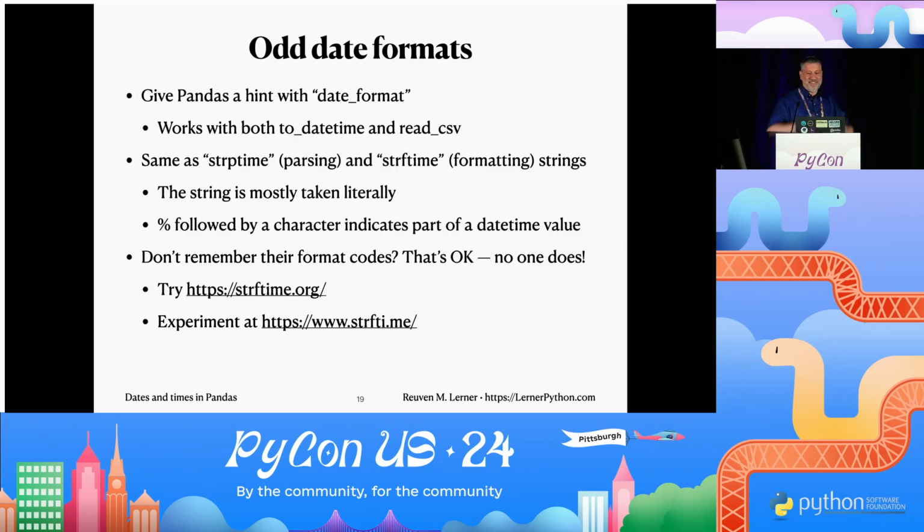stir_f_time.org lists all of them, and stir_f_time.me is an interactive thing that you can play with and see what it's going to parse. It's phenomenal. So how can I use this?